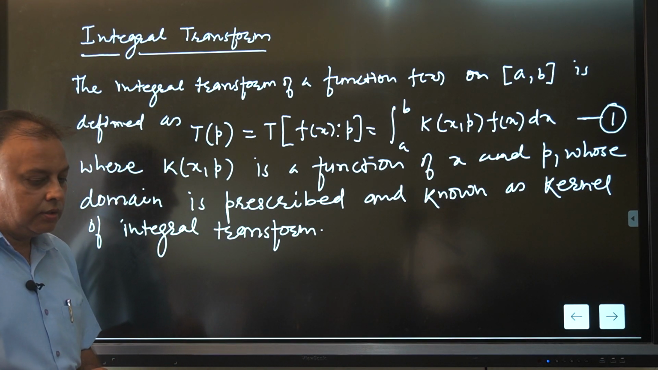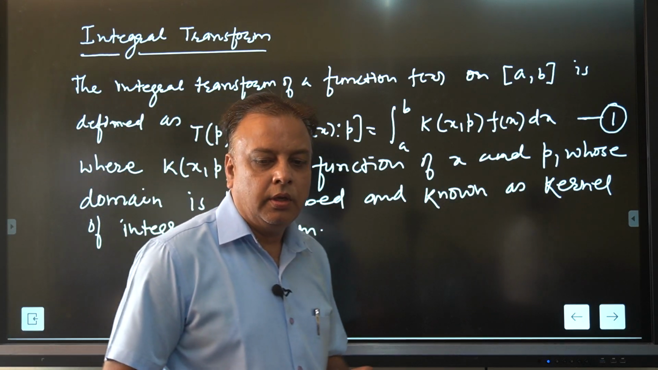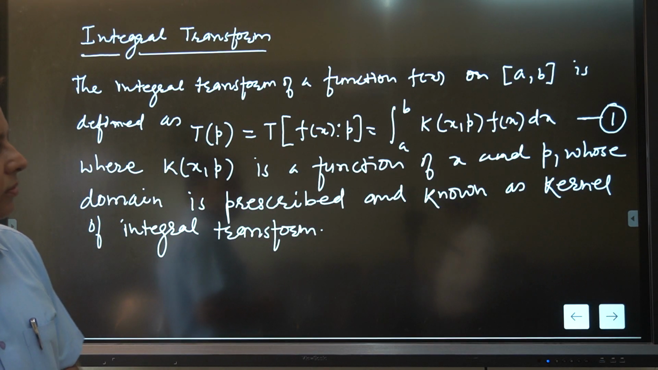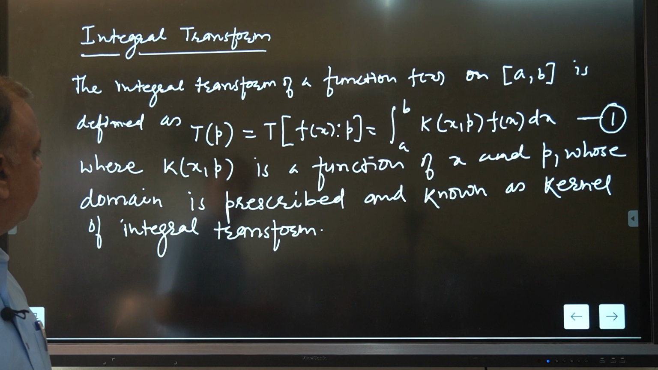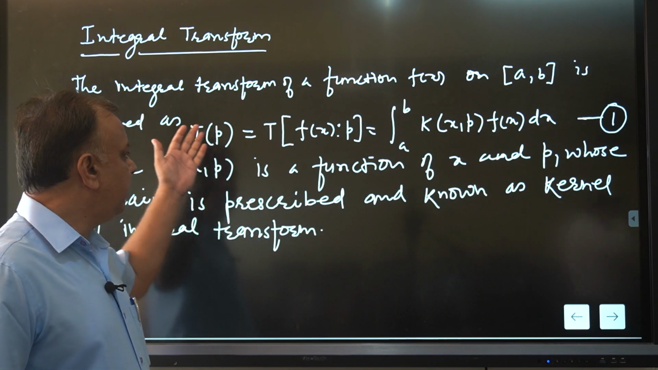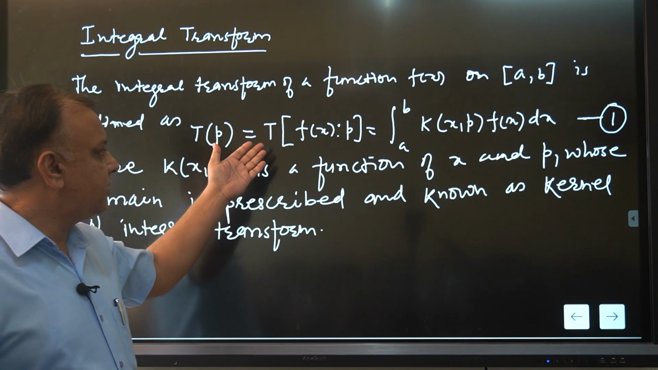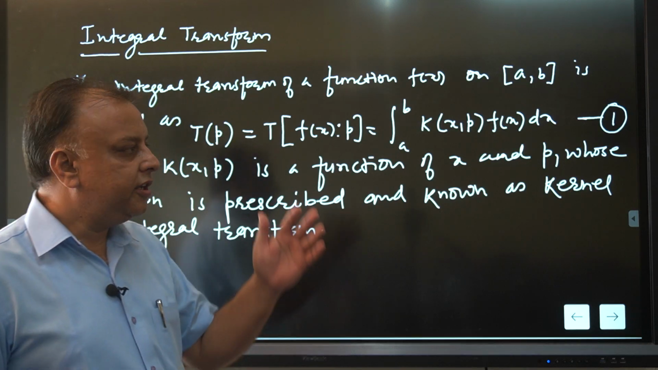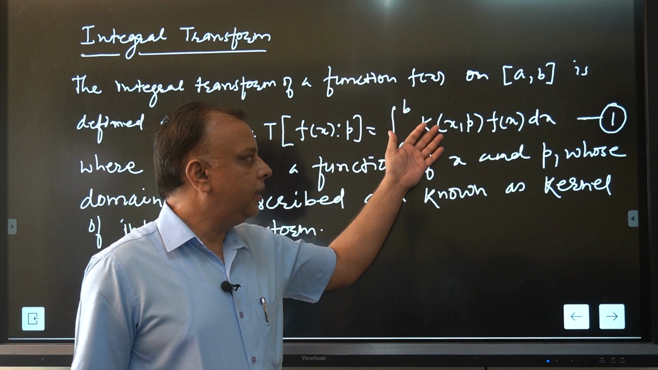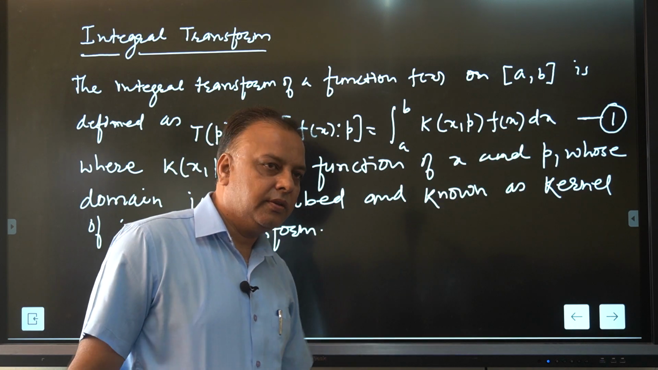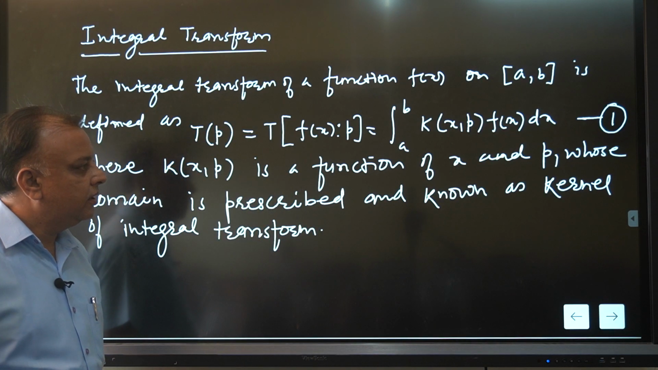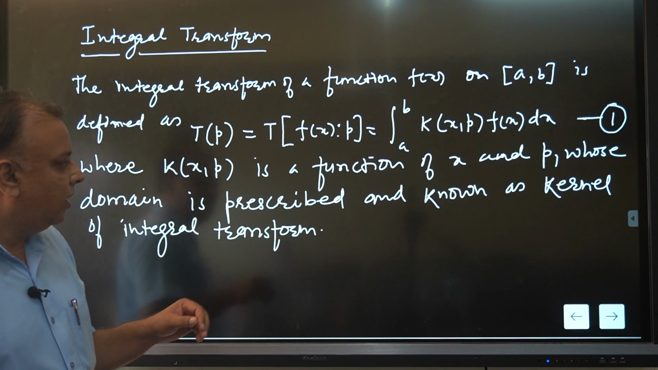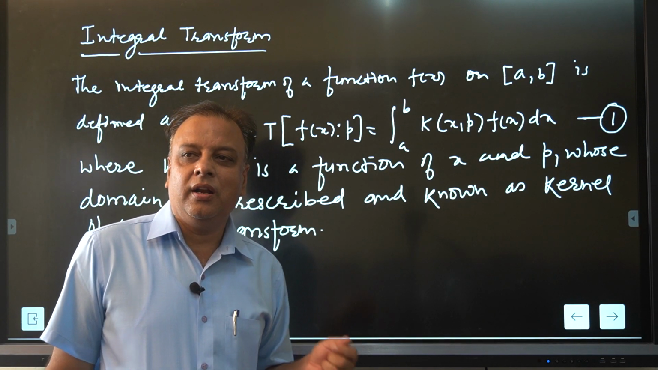Good morning, students. Today we are going to discuss integral transformation. Integral transformation of a function in a closed interval is defined as a function F(p), which is equal to the transformation of a function f(x) with respect to parameter p, and it is given by the integral from a to b of K(x,p) f(x) dx. K(x,p) is a function of x and p whose domain is prescribed and is known as the kernel of the integral transformation.